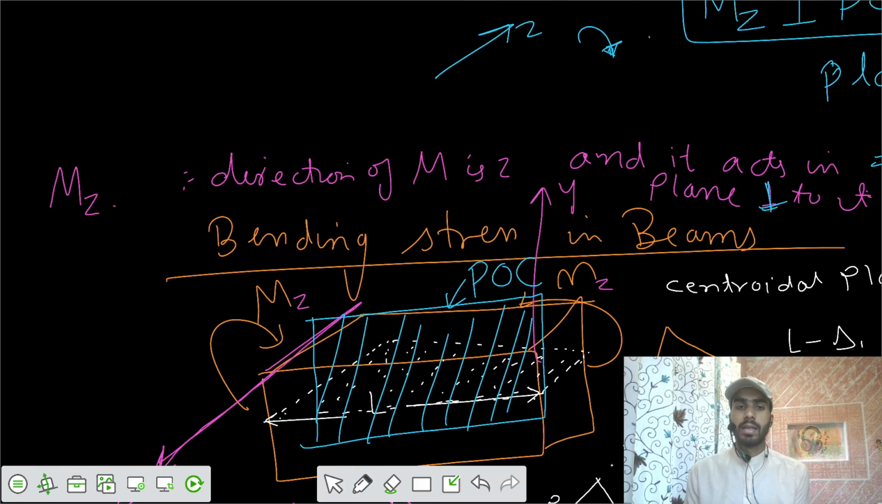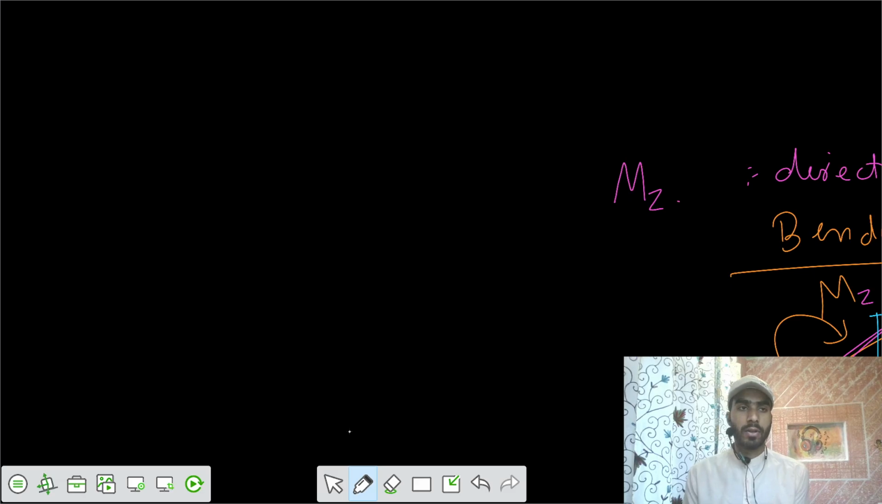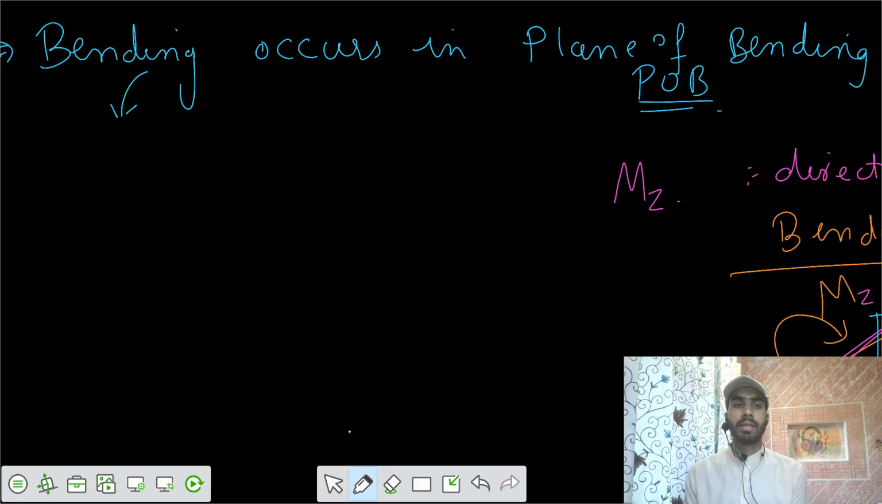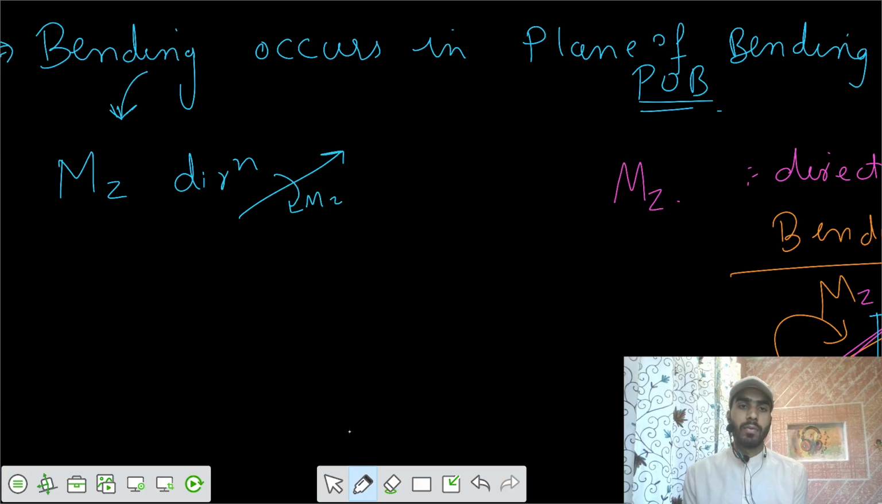Next, we have a concept that bending occurs in the plane of bending, POB. If the bending occurs in the plane of bending, what does this statement mean? It means that the direction of the moment, moment z in the z direction, is parallel to the neutral axis, or neutral surface.